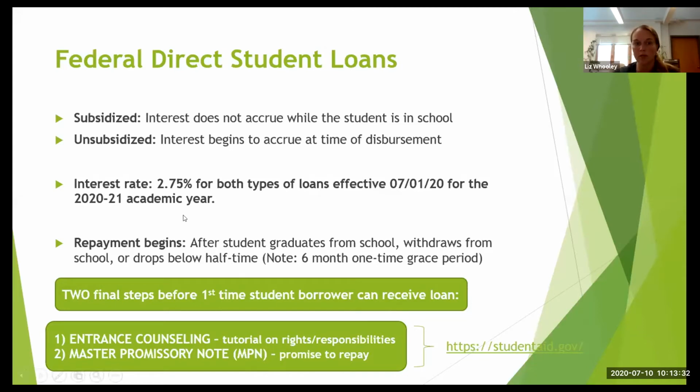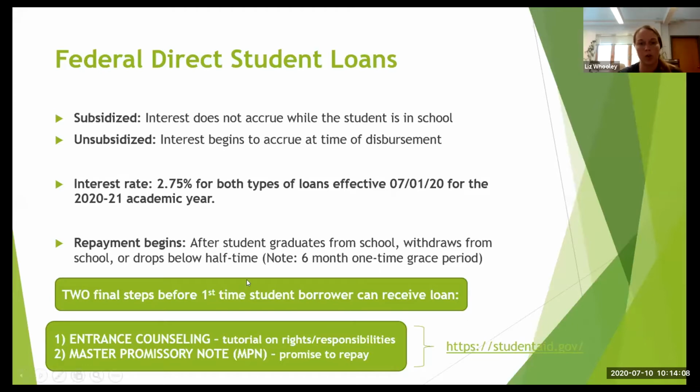And good news, the interest rates have come down quite a bit for those for this current year. So they're going to be at 2.75%. And that is fixed for the life of the loan. And then repayment on those federal loans begins after a student graduates from school, withdraws, or drops below half-time, which is if you drop below 6 credits, that's when you would go into your grace period. All borrowers have a one-time 6-month grace period before they have to start repaying on those.